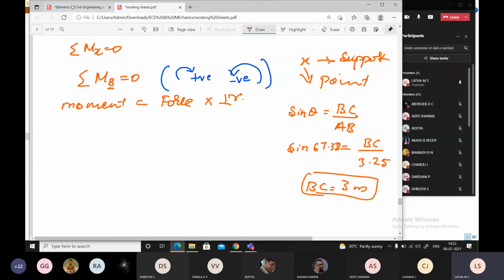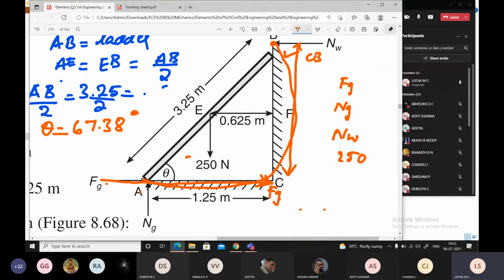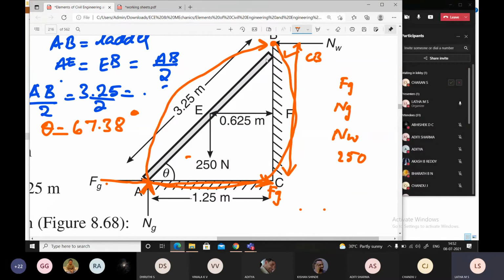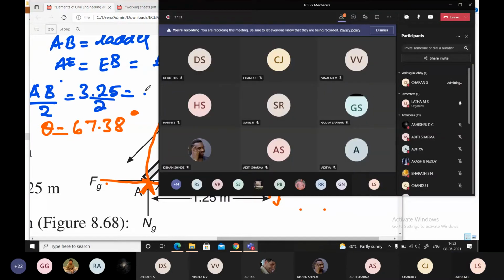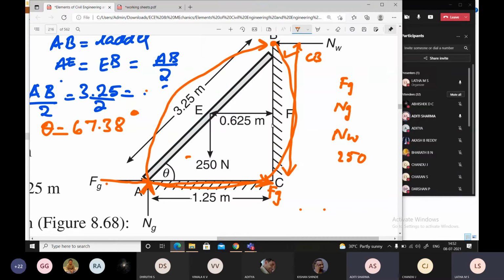Okay, now Fg is over. Now Ng, I take Ng. This is the direction of Ng. Correct? Now how I'll pull this Ng about point B. In what direction is it moving, clockwise or anti-clockwise? Clockwise, ma'am. Yes, so plus Ng.